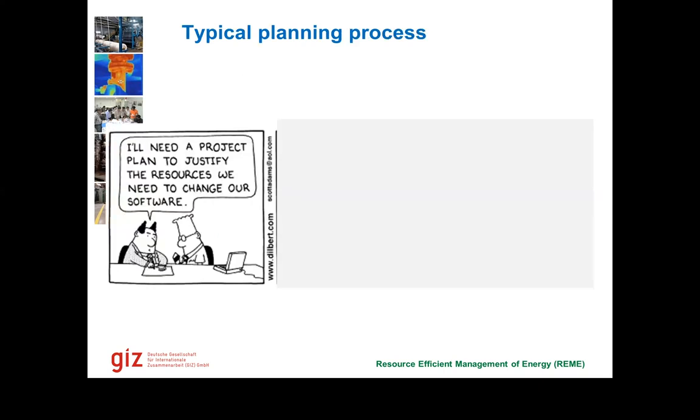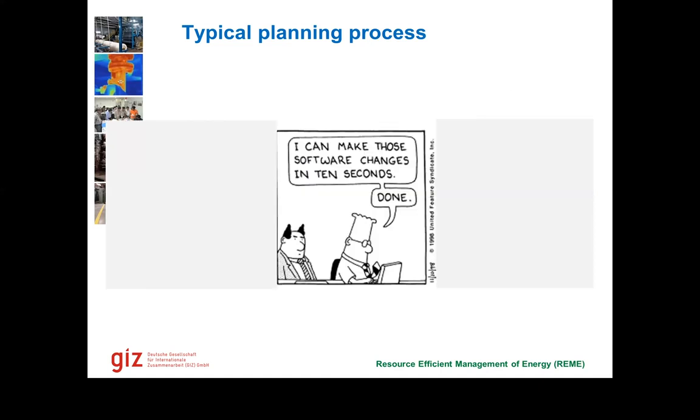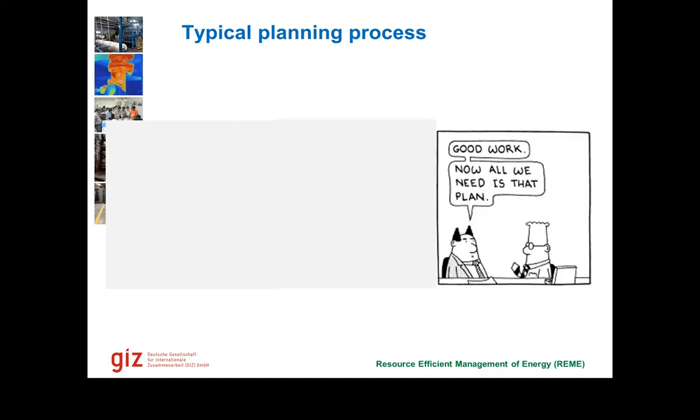So a typical planning process is: the manager says, I'll need a project plan to justify the resources we need to change our software. So he's telling the software engineer that we need some resources, but we need to have a plan so that we can get our management to allocate resources. The software developer says, okay, give me 10 seconds. He makes the changes without any resources and he says, done, it's been implemented already. The manager says, good work. Now all we need is a plan. So everything is done, but now we need a plan to justify everything that was done. So this is something that we need to avoid when we are doing the planning.